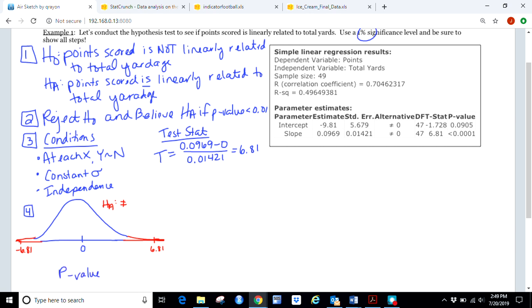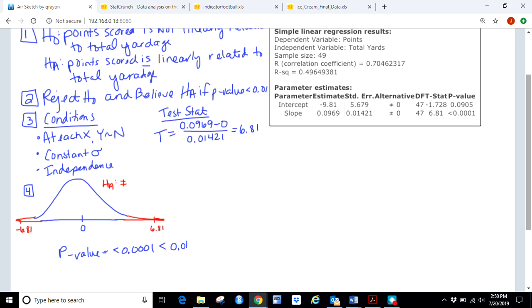So our p-value is so small, it's smaller than 0.0001, which then is less than our 0.01. So we are going to turn out then to reject the null hypothesis and believe the alternative hypothesis.